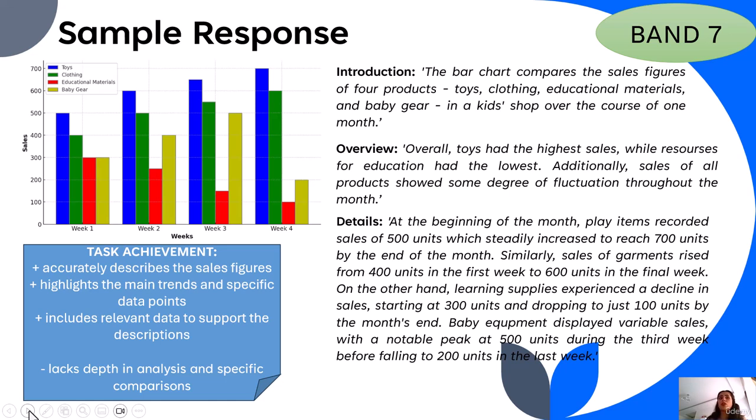materials having the lowest. The response includes relevant data to support the descriptions, though it could benefit from a bit more detail in some areas. However, it lacks depth in analysis and specific comparisons between the product types throughout the months. A Band 8 response would more effectively summarize and interpret these data points, providing a clearer, more detailed analysis of trends and fluctuations. So, this response received a very firm Band 7 for task achievement.